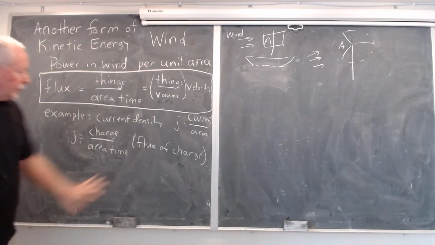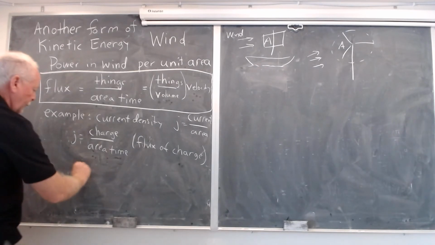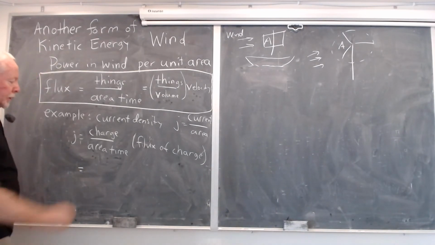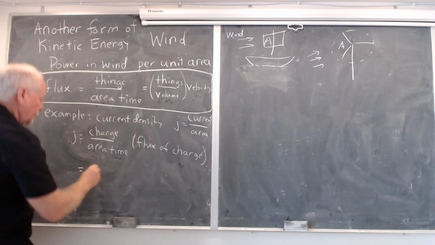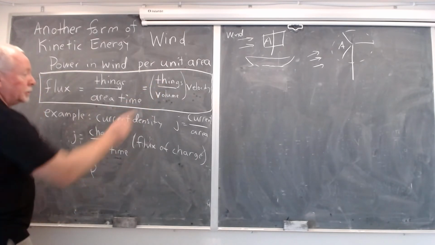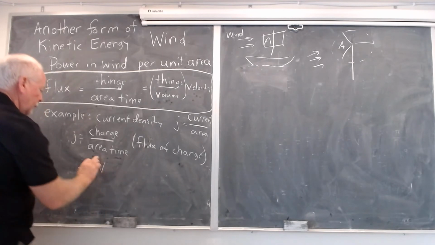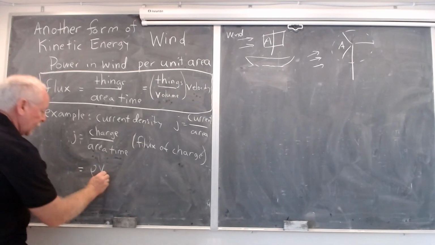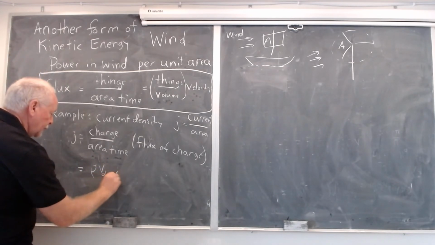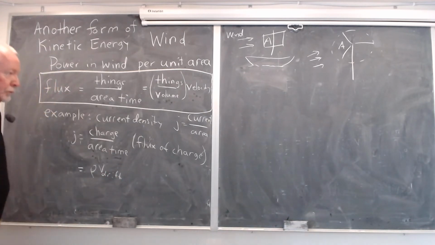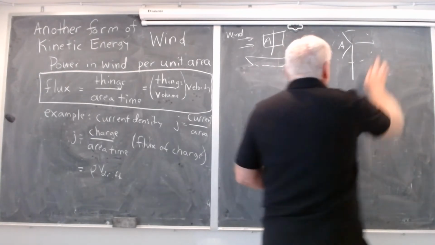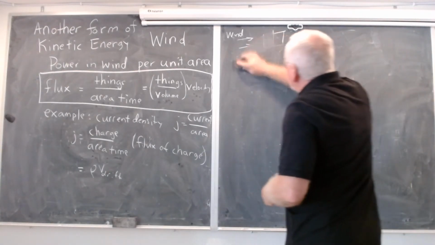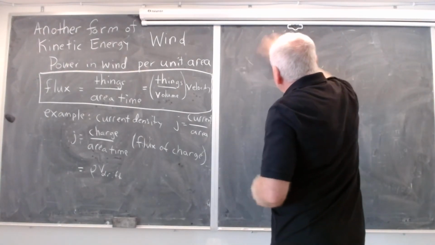And by the way, for those of you that have taken some electrical engineering, you know that you can then calculate J by taking charge per unit volume, rho, times the velocity, v, which in that case is the drift velocity. So flux is a very powerful equation that you can use for all kinds of things.